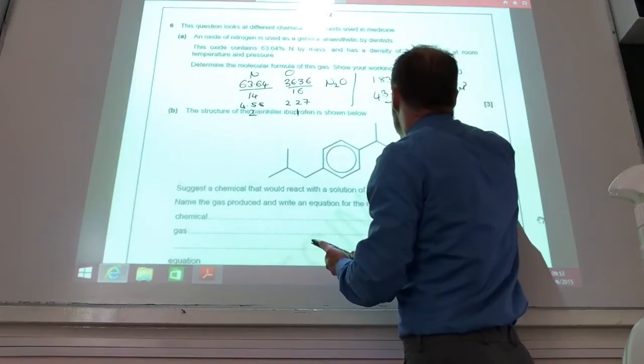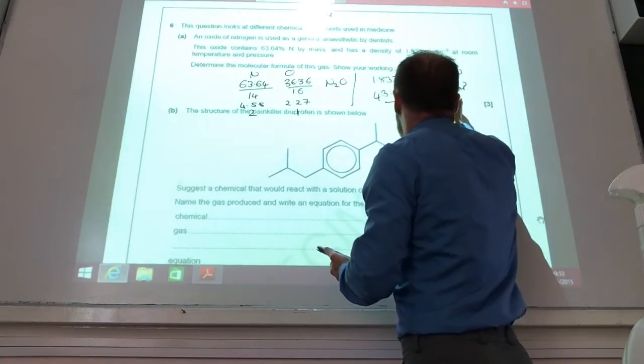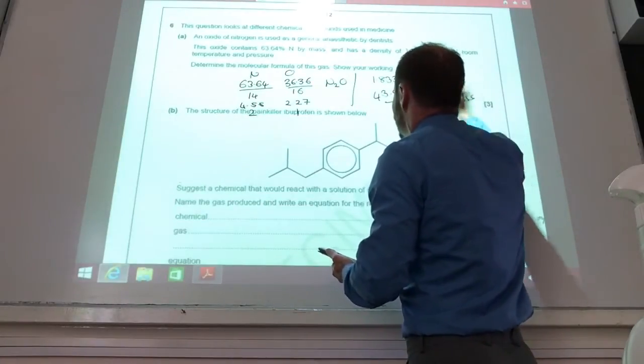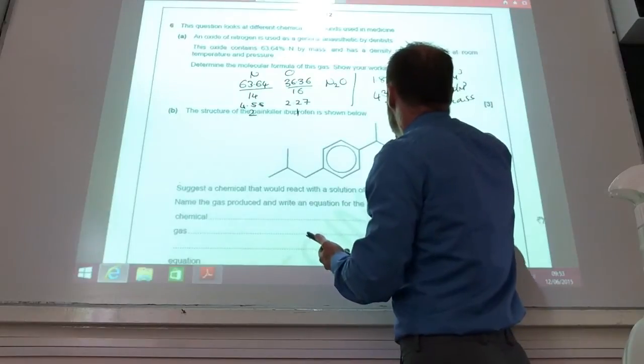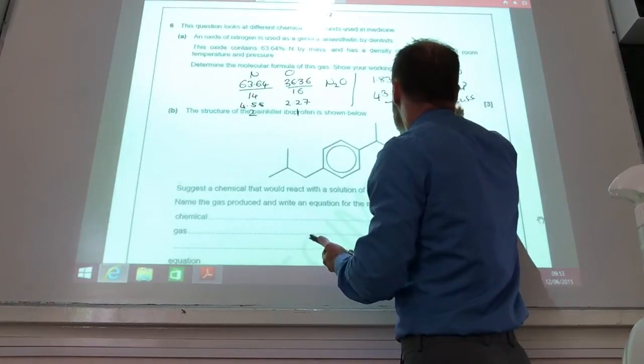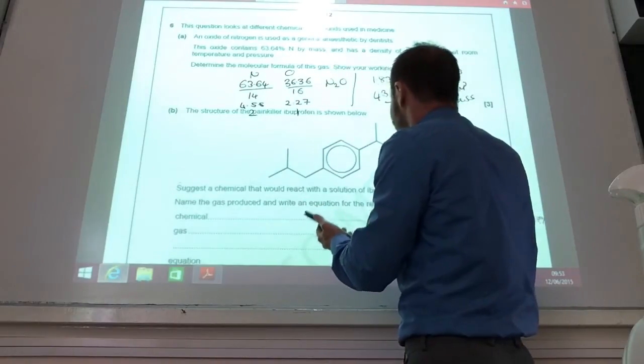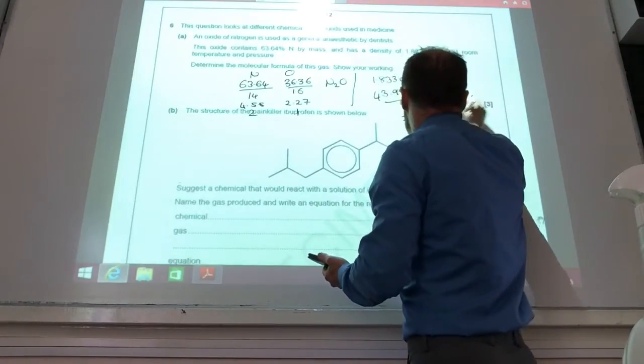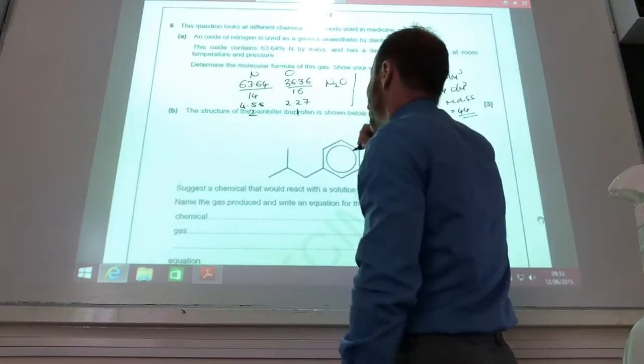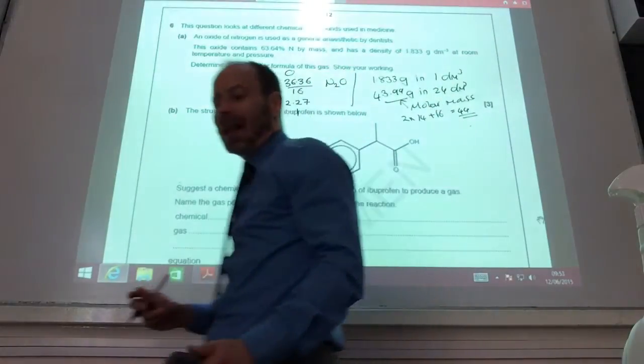That is its molar mass. Okay. If I do 2 times 14 plus 16, which is what I've got there, that comes to 44, and therefore that is also its molecular formula as well.